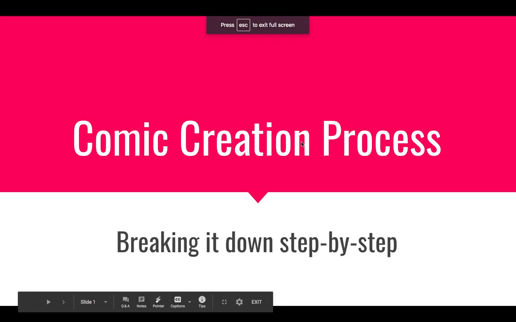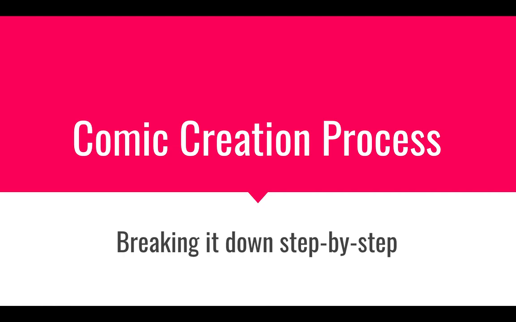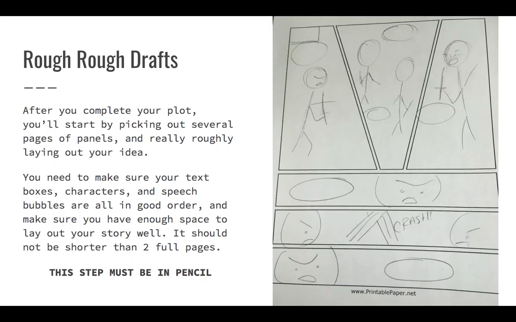So this is going to talk you through our comic creation process that we're going to be working on for the next several weeks. After you have your brainstorming done and you have your plot figured out and charted out, you're going to start with your rough drafts. Whether you're doing this digitally or on paper, you're going to start by picking out some different layouts of panels that you want, and you're really just very lightly sketching out your ideas. It's just to make sure that you have space on the page for everything that you want.